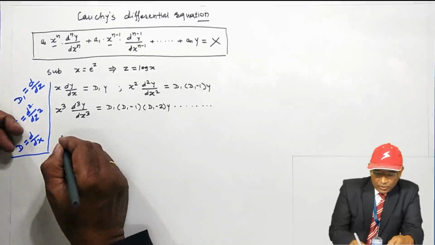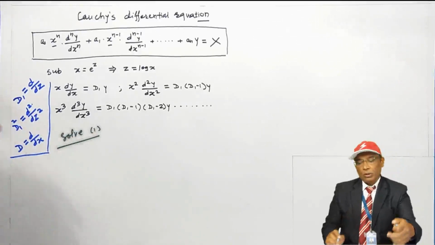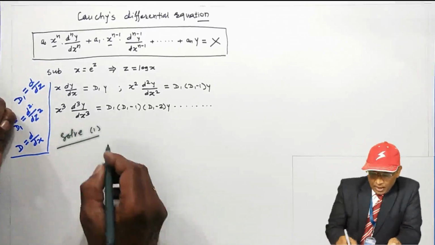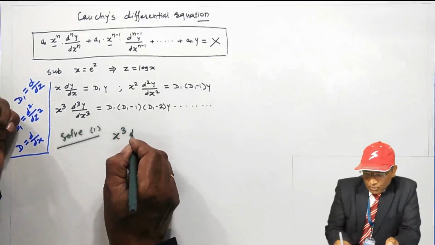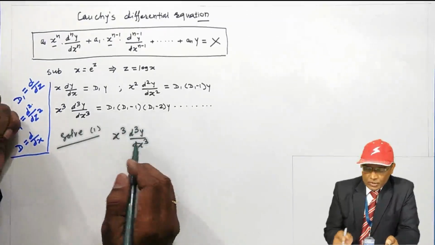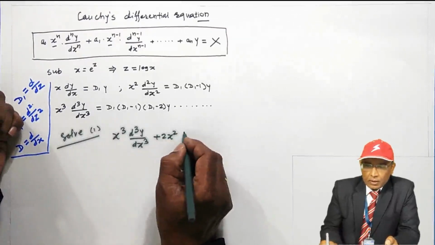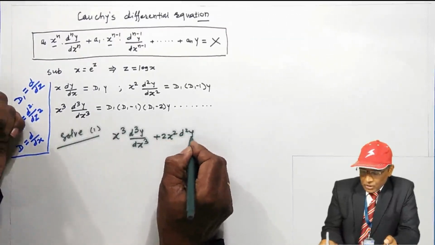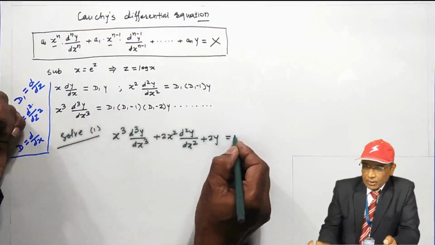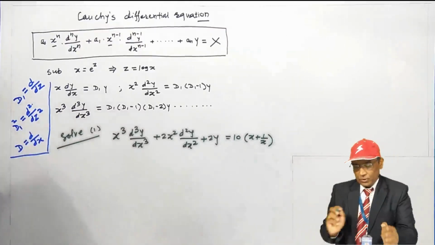Now, we are going to solve a problem on the Cauchy's differential equation topic. We are going to solve the problem x cube d cube y by dx cube plus 2x square d2y by dx square plus 2y is equal to 10 times (x plus 1 by x). Okay, this we are going to solve.